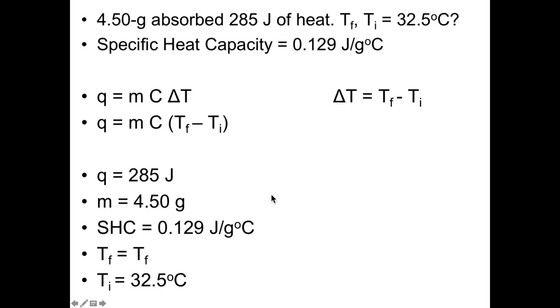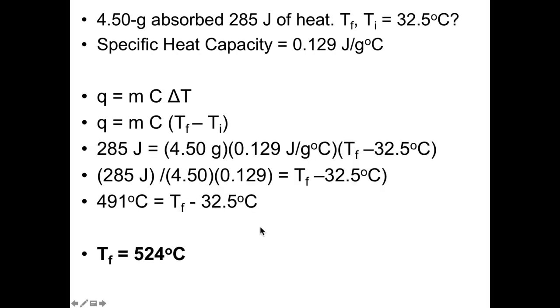Okay. So here's the deal. I need the Q equation. I changed delta T to TF minus TI. Let's plug everything in. So the Q was provided in the problem as 285. The mass of the gold is 4.50. SHC, which just stands for specific heat capacity, is 0.129. TF is what we're trying to find. TI is going to be 32.5 degrees Celsius. Let's go ahead and then do the problem here.